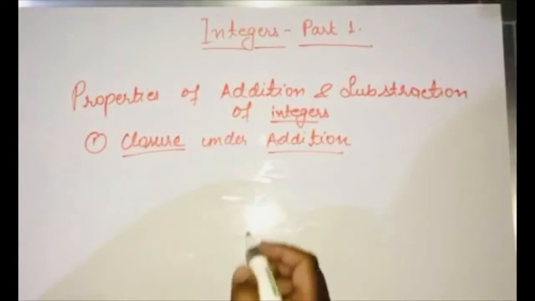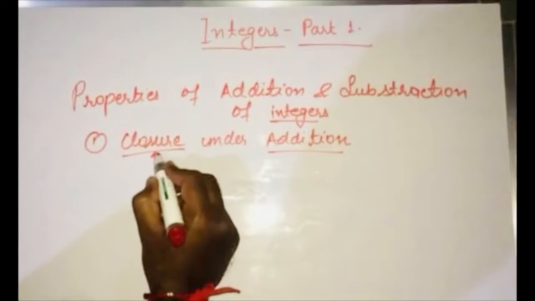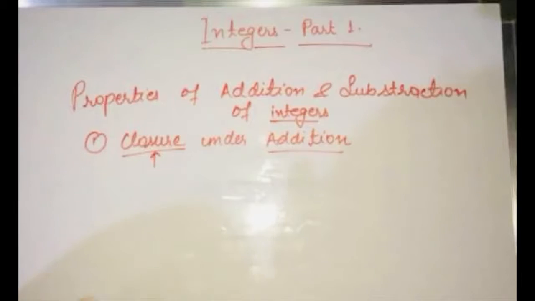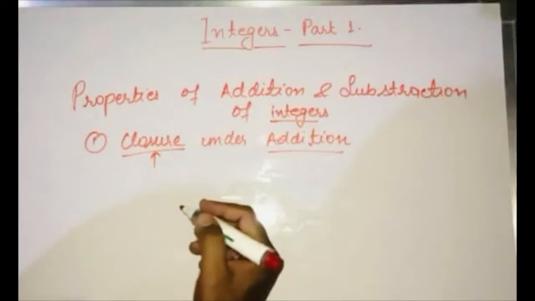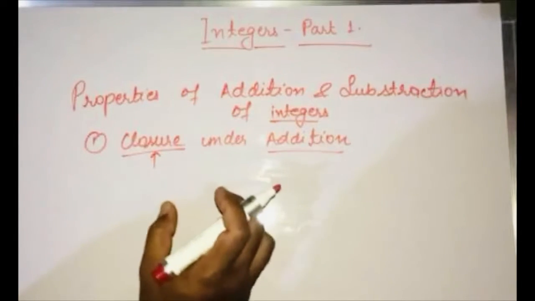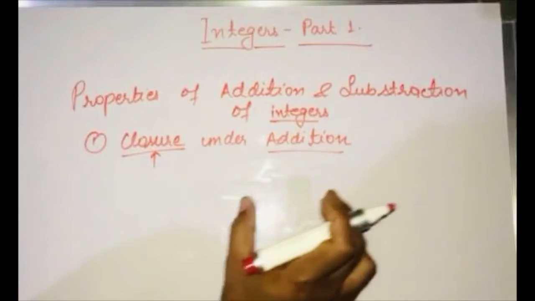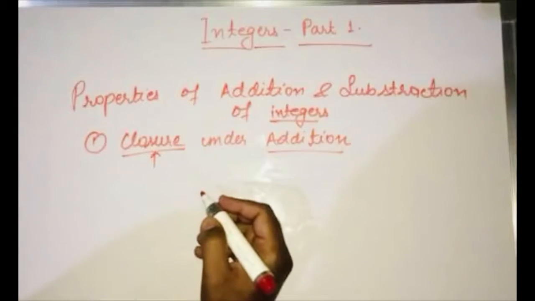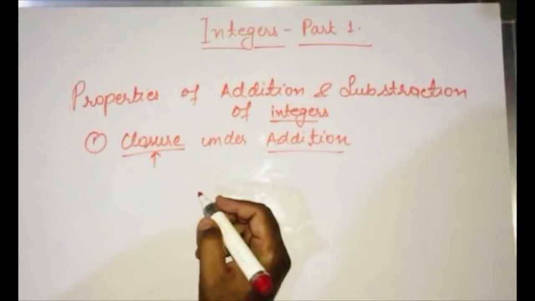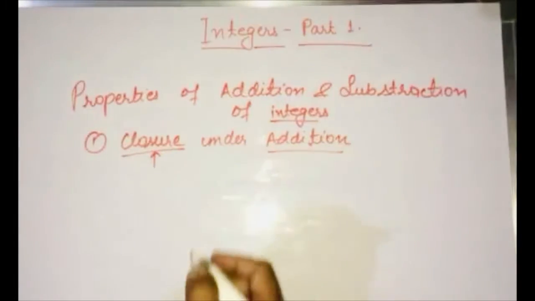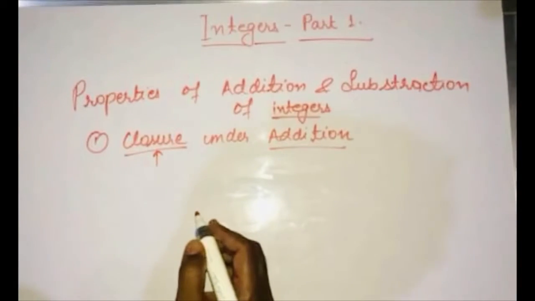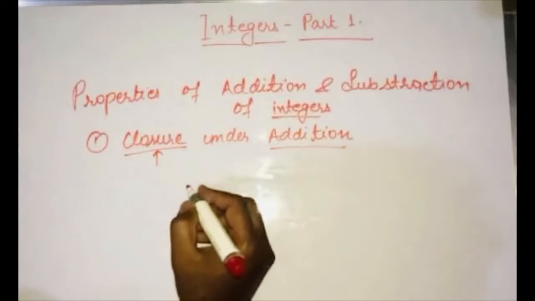Closure under addition. So when you heard first time closure, what does it mean? It means when you are performing any operation, the result should be of the same type as the numbers that you are performing it on. So in closure under addition, the simple definition is when you add two integers, the result will also be an integer. That is closure. Then you can say that integers are closed under addition.